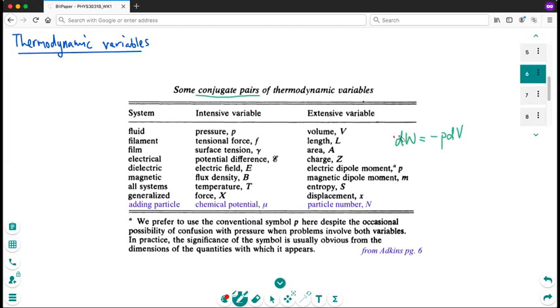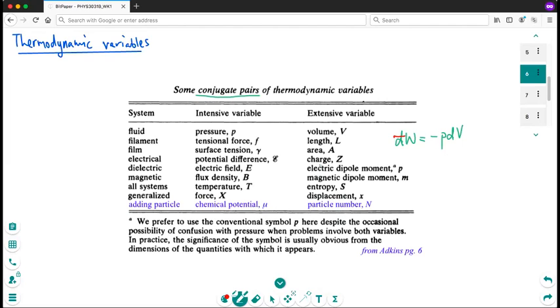For this dW, I don't want to just write dW, I want to put a bar here, and that has to do with the property of this differential. This differential is not the same as this differential. You see, this is without the bar, and this is the one with the bar. More to come later.